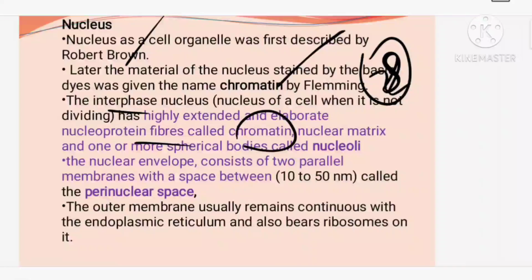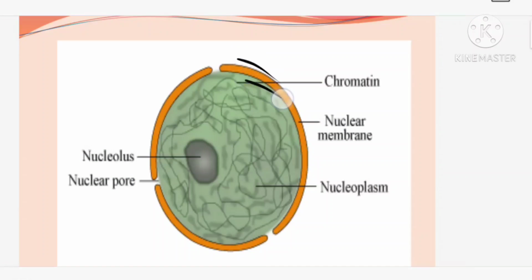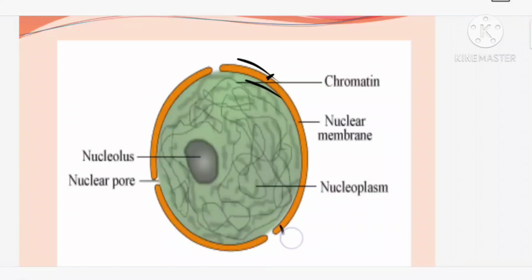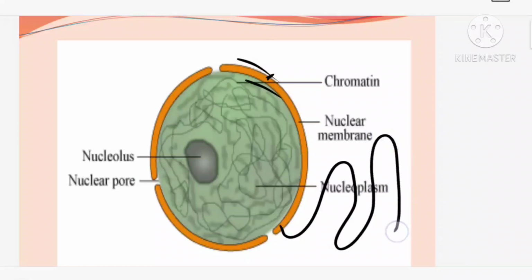And there is a special structure called the nucleolus, which I told you about. Thereafter, the nuclear envelope is the covering, consisting of two parallel membranes with a space between. I told you, in the nucleus how many membranes are there? Outer membrane and inner membrane. In between there is a space. That space we call the perinuclear space. The outer membrane usually remains continuous with the endoplasmic reticulum and also bears ribosomes. So, this outer membrane is in continuation with what? The endoplasmic reticulum.